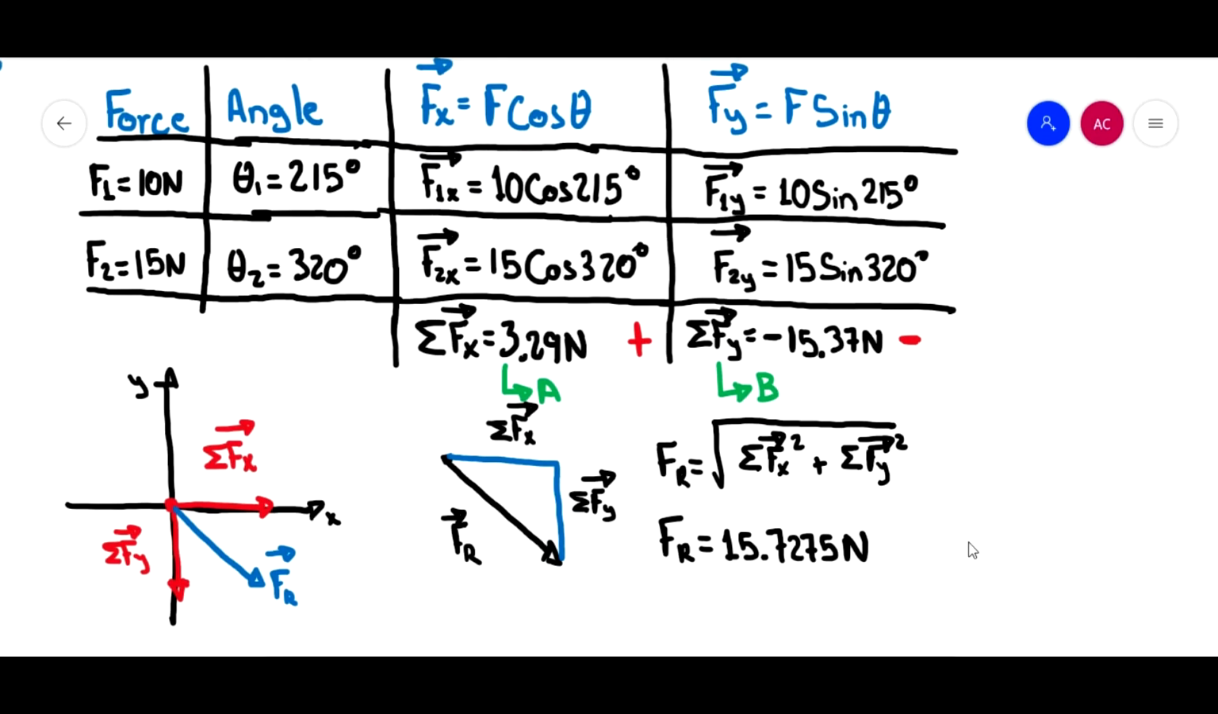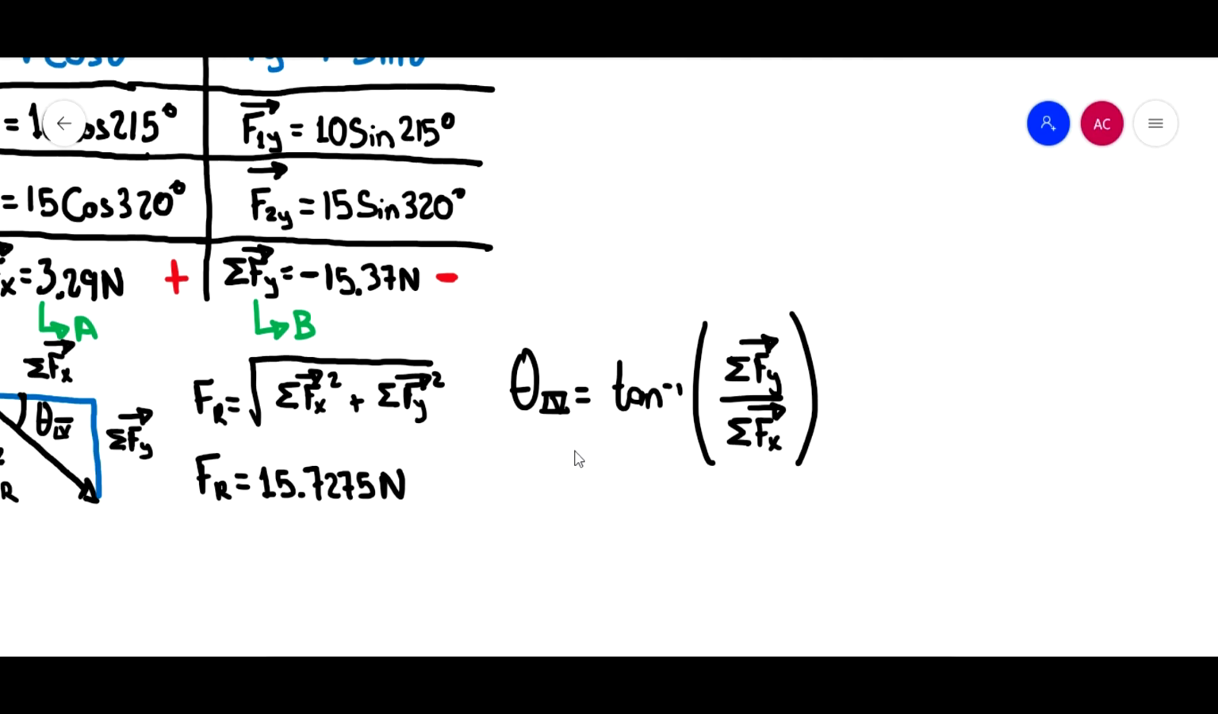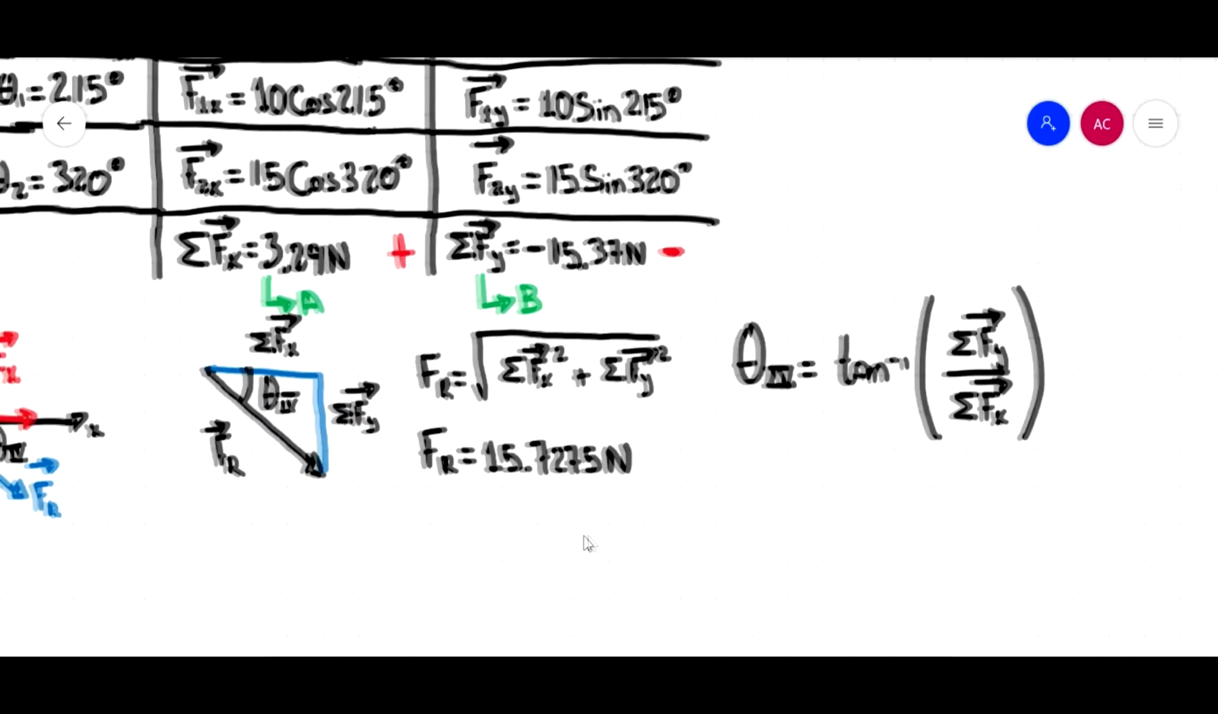Okay, now let's find the angle. And the angle that I'm going to find is this little angle over here, the quadrant angle. I'm going to call it the angle of the 4th quadrant because it's in the 4th quadrant. Okay, so remember the formula that I'm going to use is the angle of the 4th quadrant equals tangent inverse of the sum of Fy over the sum of Fx.